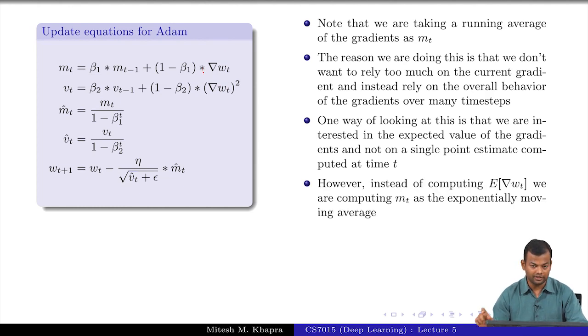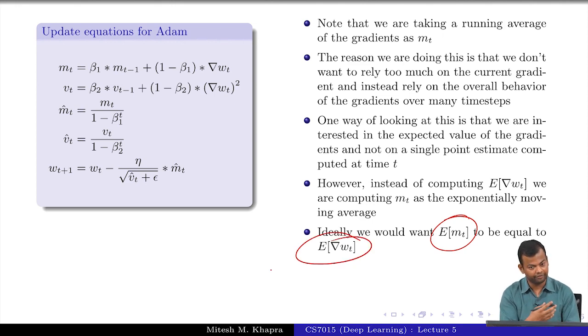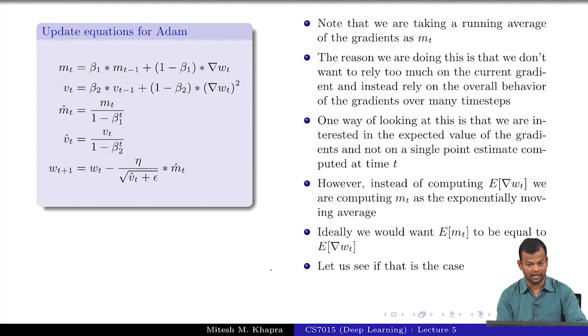However, instead of computing the expected value of this quantity, which would have been ideal, we are computing MT as the exponentially moving average. In the ideal case, we would want these two quantities to be the same: the expected value of MT, the way I am computing it, and the expected value of the gradient of WT. If they are the same, then I am fine, because it means I am taking the expected value of the gradient instead of relying on the point estimate. So let us see if that is indeed the case.